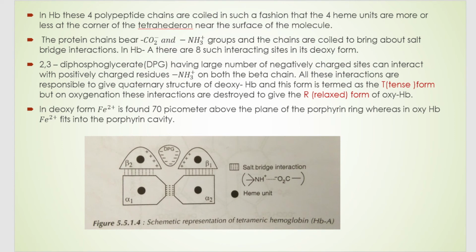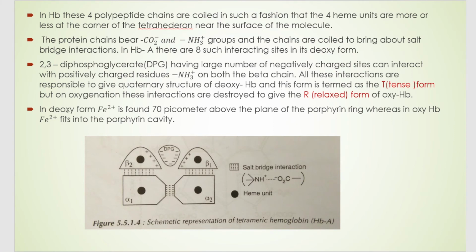Because of all these interactions, it is responsible for giving a quaternary structure to the deoxyhemoglobin, and that structure is termed the tensed form or T form of the deoxyhemoglobin. Why is it called the tensed or T form? Because there are a lot of salt bridge interactions between the negatively charged ions of the DPG and the positively charged residues of the beta chain of the hemoglobin.